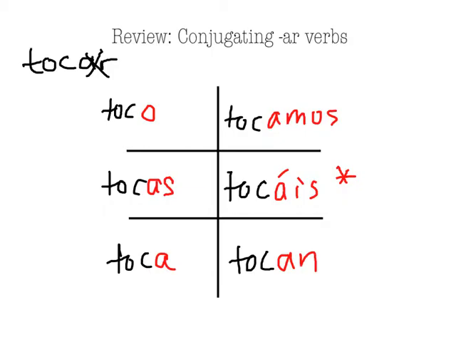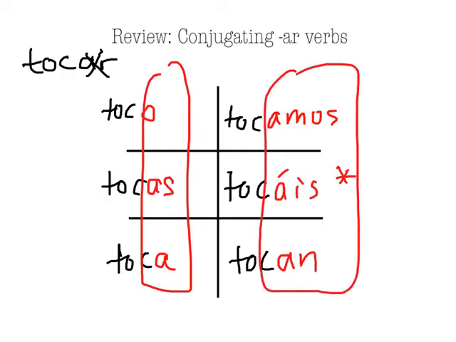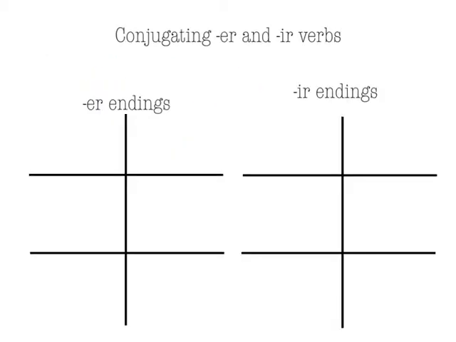So just to review real quickly, if that's how we did AR verbs, that we had our endings here in red, and then we add those onto the stem. And we're going to do the exact same thing right now with ER and IR verbs. So as we start with ER and IR verbs, we're going to do them the exact same way that we did the AR verbs. We just have different endings.